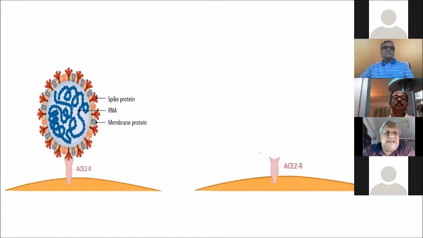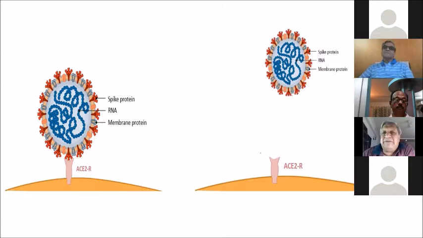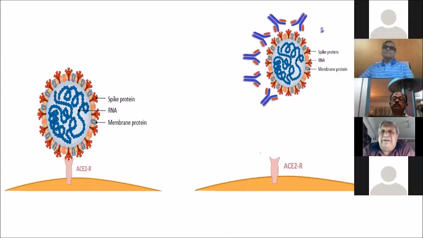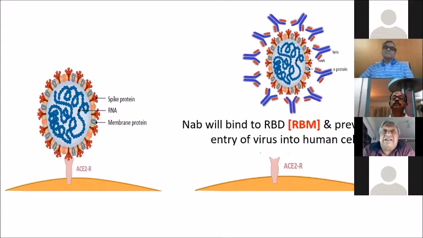So you should imagine that there are ACE2 receptors on the surface of human cells in the respiratory tract, and the virus comes near it and attaches itself to the ACE2 receptor through the spike protein. Your aim is that when the virus comes near the human cell, antibodies will attach themselves to the RBD or RBM, the receptor binding motif, and prevent the entry of the virus into human cells, since it cannot attach itself to the ACE2 receptor.